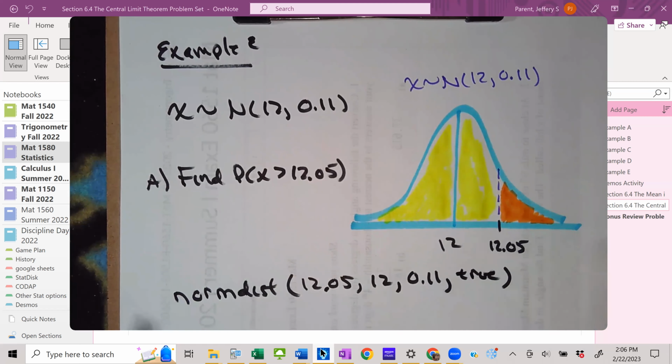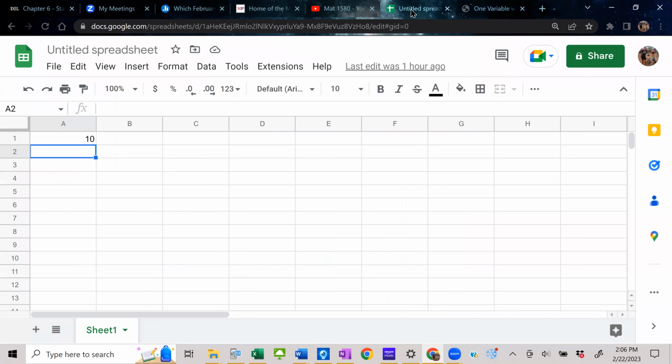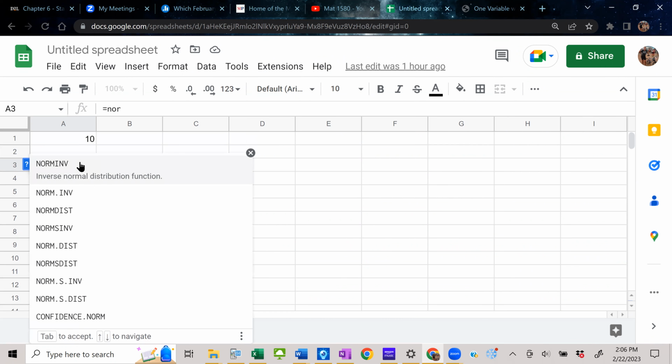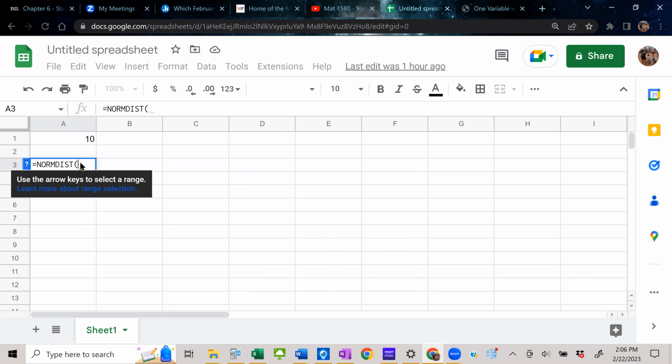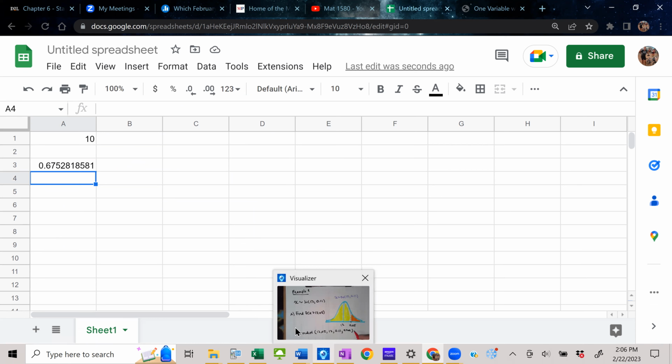Nice. Let's do that on Google Sheets. Did you put 1 minus in the beginning? You could. I will go back and do that. So equals norm distribution of 12.05, comma 12, comma 0.11, comma true. So that gives me 0.6752, 6753 roughly. So, okay, 0.6753, we'll call it.